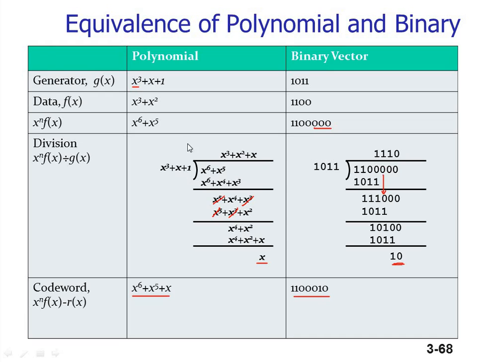So this is the homework for you. You can take that the code word received is x raised to 6 plus x5 plus x, with divisor or generating function x cube plus x plus 1. Find out the syndrome. This is the work for you. In the next 10 minutes we are going to solve this. So you just take the equation for this one and we'll try to solve it.